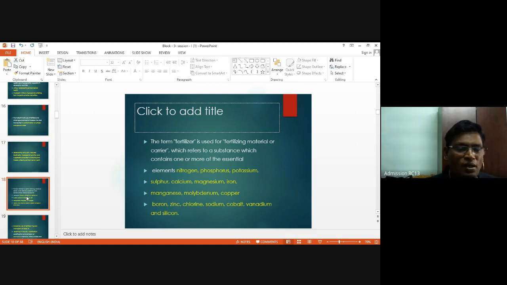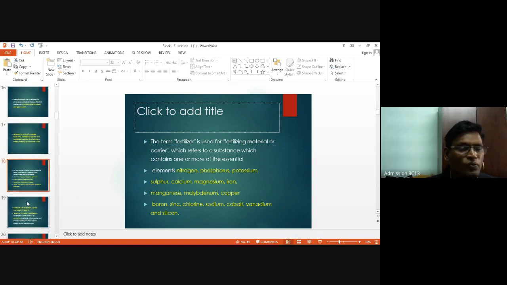These essential elements are nitrogen, phosphorus, potassium, sulfur, calcium, magnesium, iron, manganese, molybdenum, copper, boron, zinc, chlorine, sodium, cobalt, vanadium, and silicon. So these are the important elements which are essentially required in a soil to give a good yield for the crop.